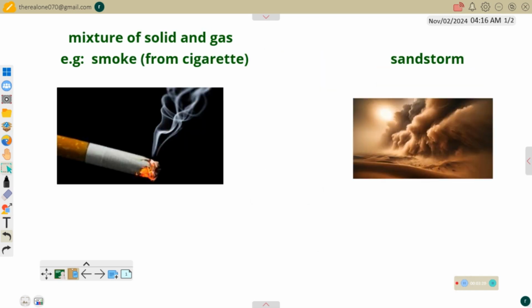Now, these are some of the examples of mixture of solid and gas. Then we have smoke from cigarettes. This smoke is solid particles mixed with the air. Then we have sandstorm, which is the dispersion of sand particles in air. So that's mixture of solid and gas. The sand particles are solid, the gas is air, and that's why we have mixture of solid and gas.